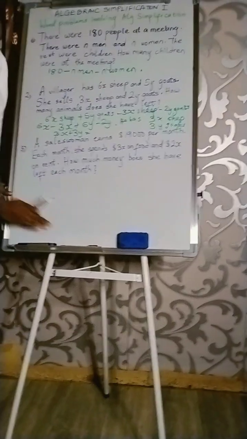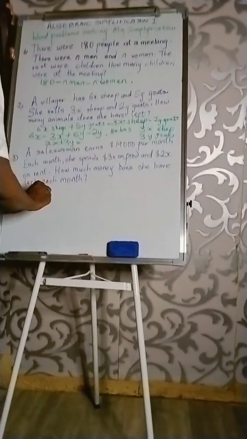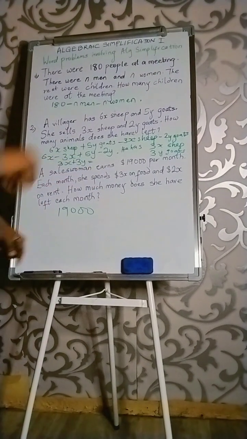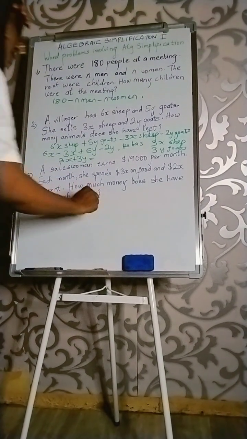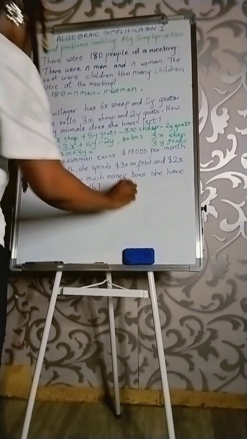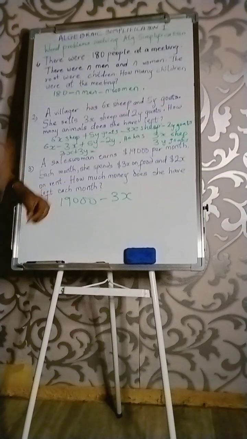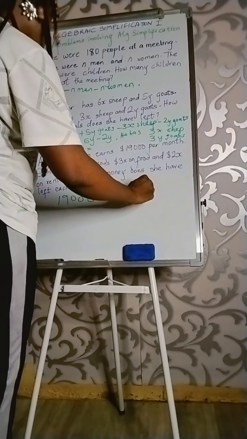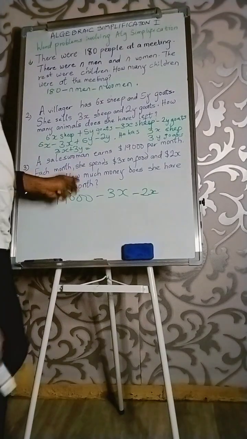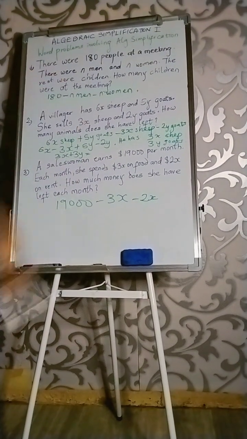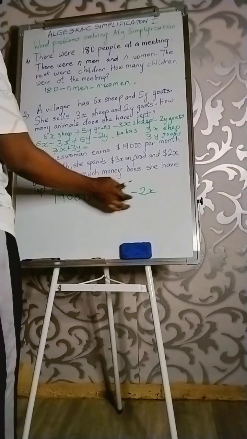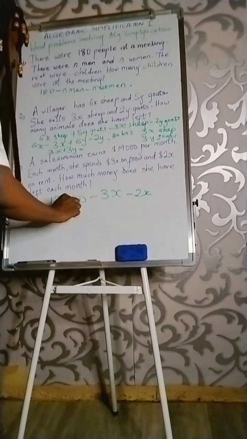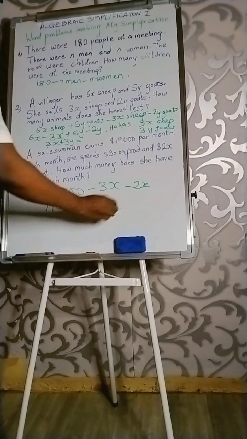She earns $19,000. That's her own. And she spends, you are removing. She spends $3x, so it's subtraction. And also spends $2x on rent. And the question is, how much money does she have left? So minus 3x minus 2x will give you 5x. 19,000 minus 5x. This is your answer.